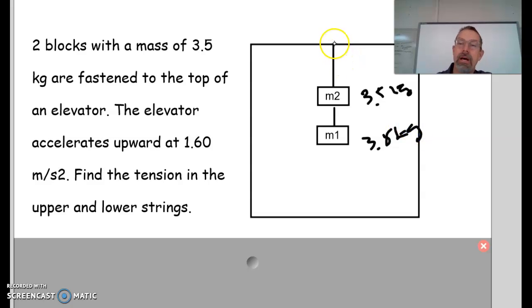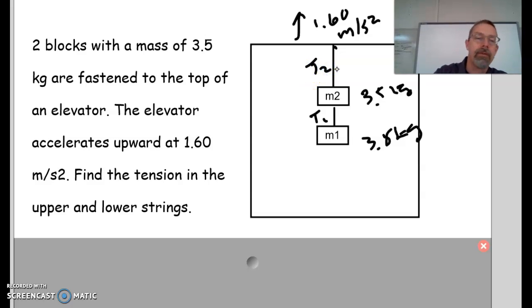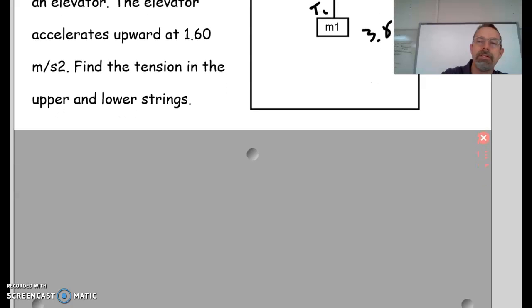And they're fastened to the top of an elevator. The elevator is going to accelerate upward at 1.60 meters per second squared. And I want to find the tension in the upper and the lower strings. Let's call the tension here T1, and tension here T2. Okay, so watch how this plays out.